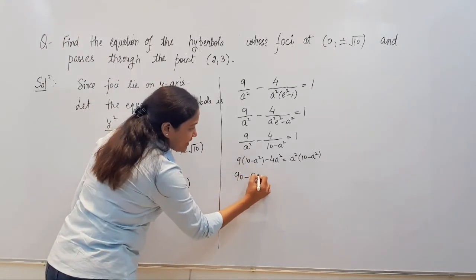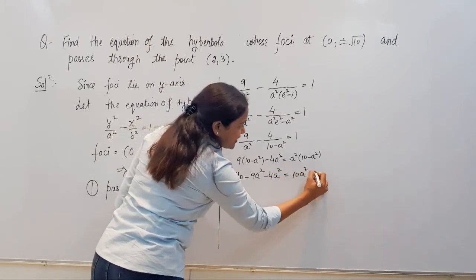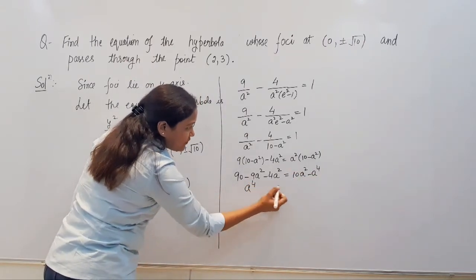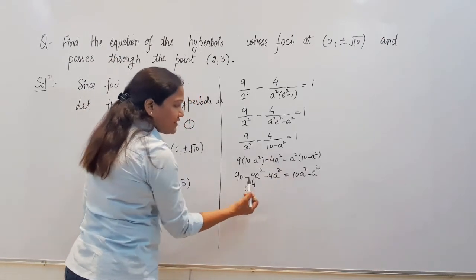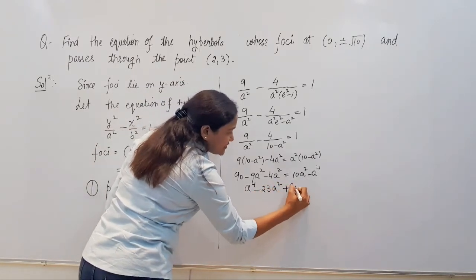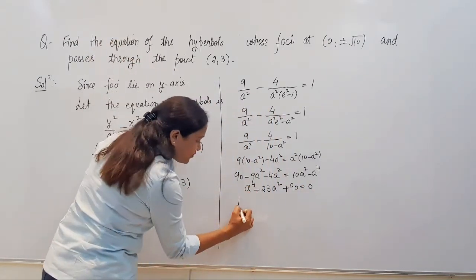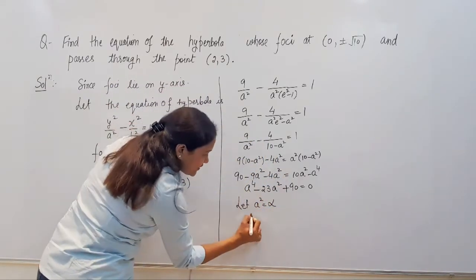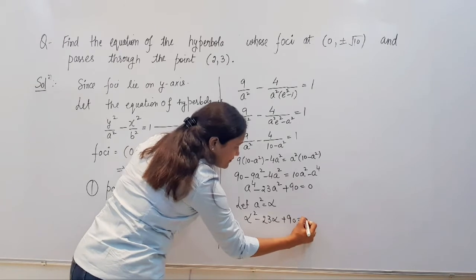90 minus 9a square minus 4a square is equal to 10a square minus a raised to power 4. इन दोनों को आप यहाँ शिफ्ट कर लो. a raised to power 4, ये कितना हो जाएगा, -13 and this is -10 also. So minus 23a square plus 90 is equal to 0. अब अगर आप a square को सपोज कर लेते हैं अल्फा, तो आपका ये वाला इक्वेशन क्वाड्रेटिक इक्वेशन बन गया है अल्फा के अंदर.